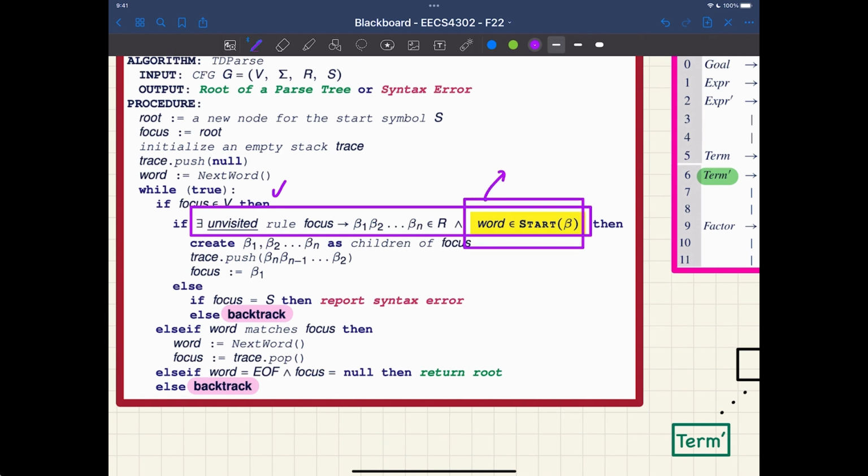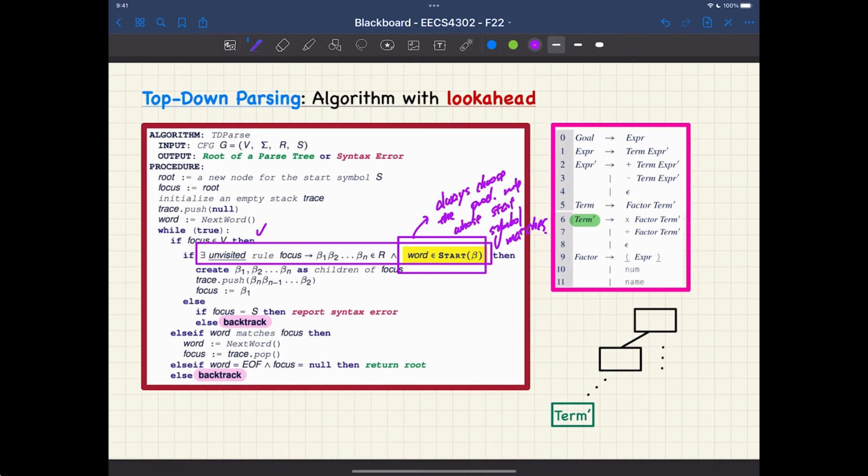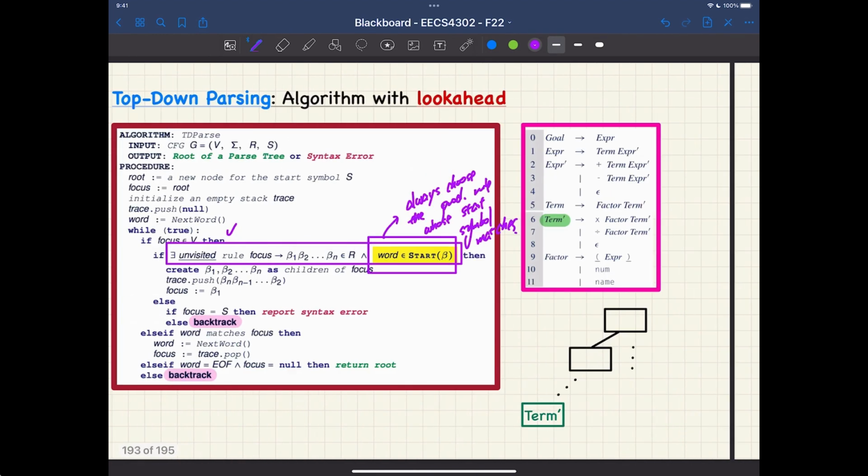Okay? Always choose the production rule whose start symbol matches. Right? That's how we can avoid backtrack. Okay? That's the only thing I would like to highlight. Okay? Okay, good.